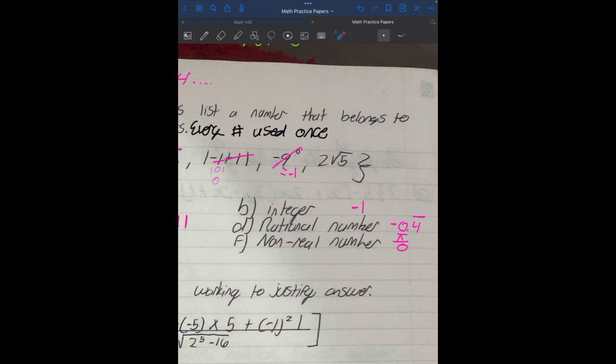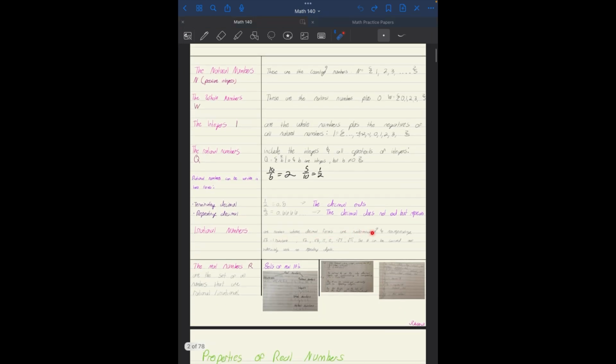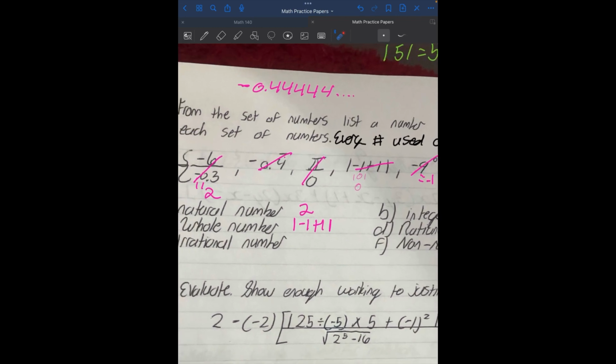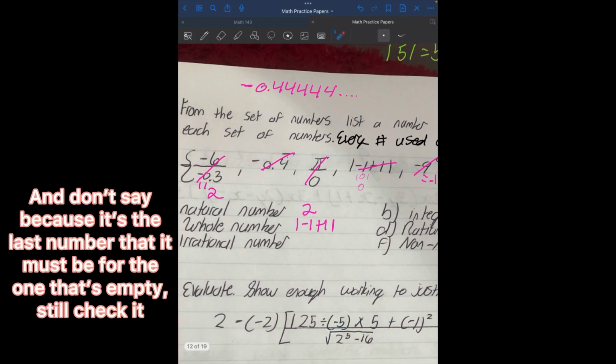And 2 root 5, if you put this in your calculator, that's 4.47214. That would be an irrational number, because irrational numbers are numbers whose decimal forms are non-terminating and non-repeating. You see, the number can be carried on indefinitely with no repeating digits. So 2 root 5 would be an irrational number.